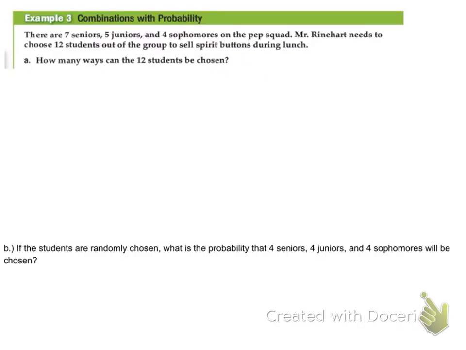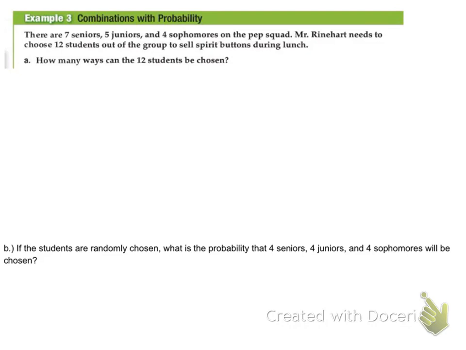Okay. So really I just want to talk about that first question: there are 7 seniors, 5 juniors, and 4 sophomores on the PEP squad, and Mr. Reinhardt needs to choose 12 of those students to sell spirit buttons during lunch. Because you've got to have spirit buttons to be PEP. How many ways can 12 of those students be chosen?